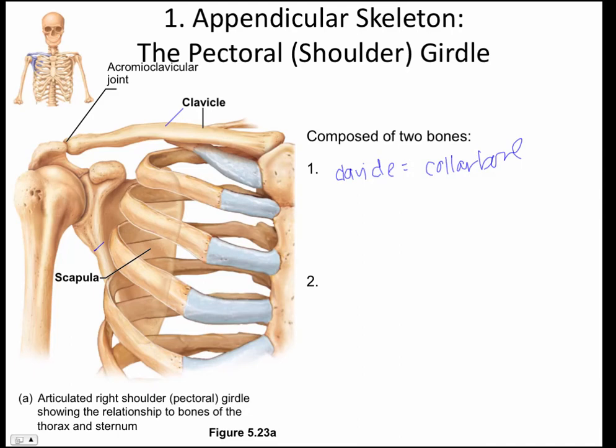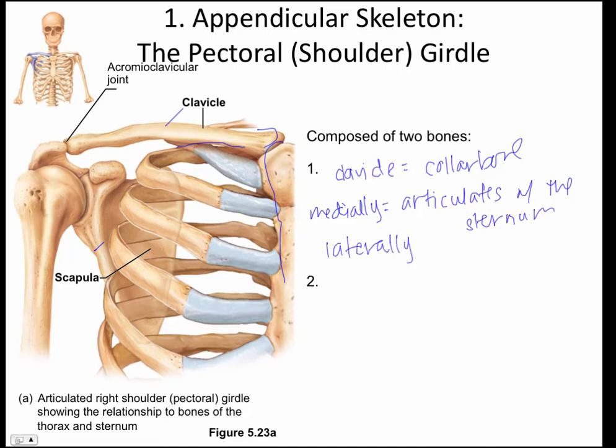Articulations medially. The clavicle articulates with the sternum. And then laterally, the clavicle articulates with the scapula.